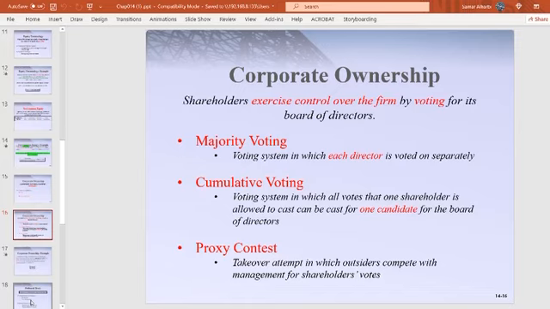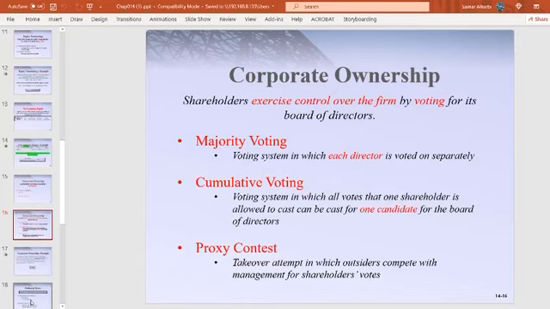Why do they do it? Because they take business decisions. So in this case, what were they doing? They were trying to hire a director, and for that they followed majority voting. Okay? Now, the other method could be cumulative voting.